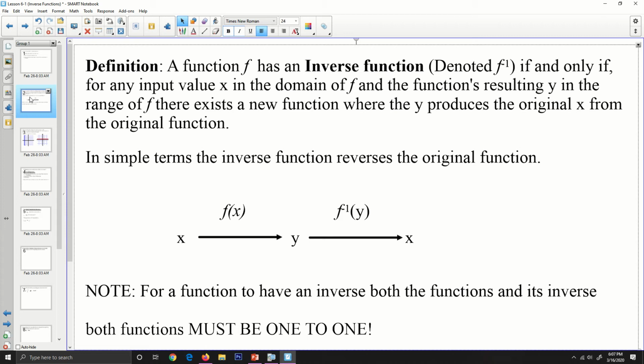In simple terms, it means this. If I take x and I plug it into the function f of x, I will get a y out. If I take that y and plug it into the inverse function, I should get the original x back out. So basically, the inverse function undoes the process that was done to the original x in the first place. So we must note, for a function to have an inverse, both the function and its inverse must be one-to-one. Now, what does that mean?